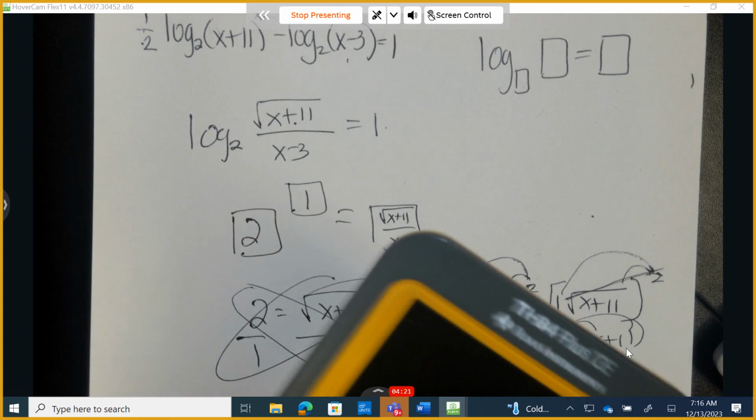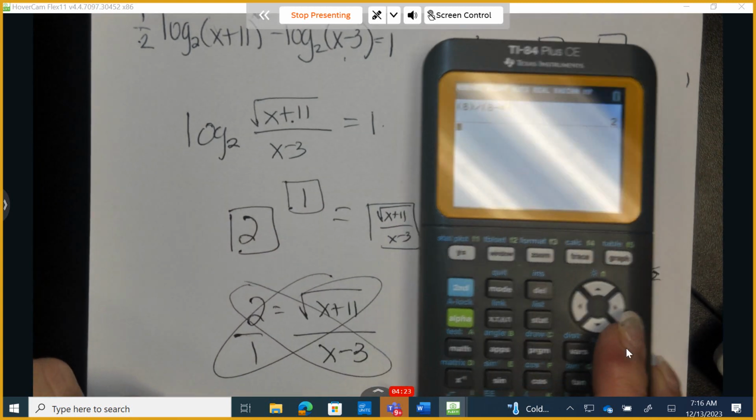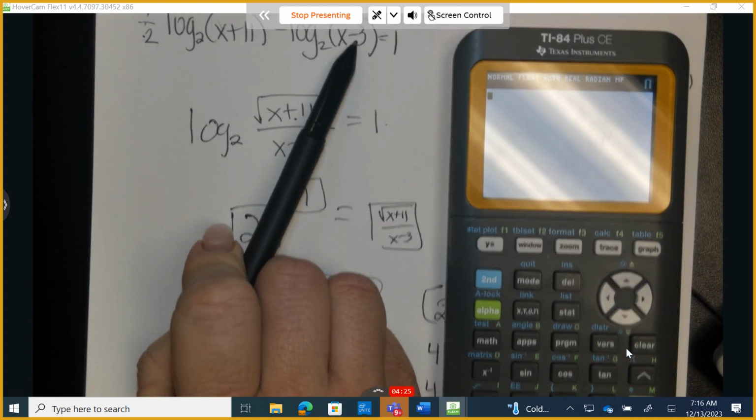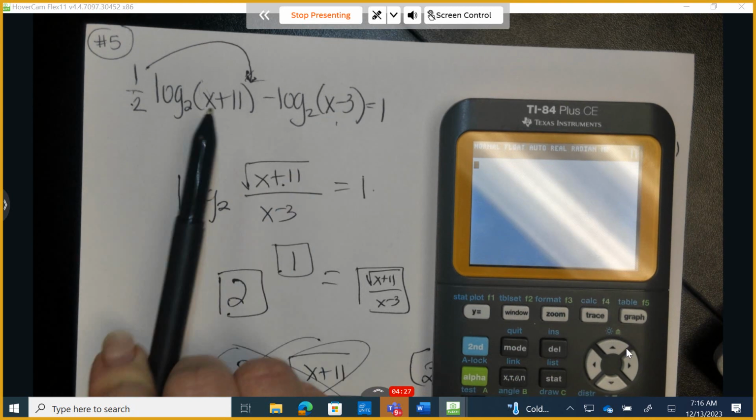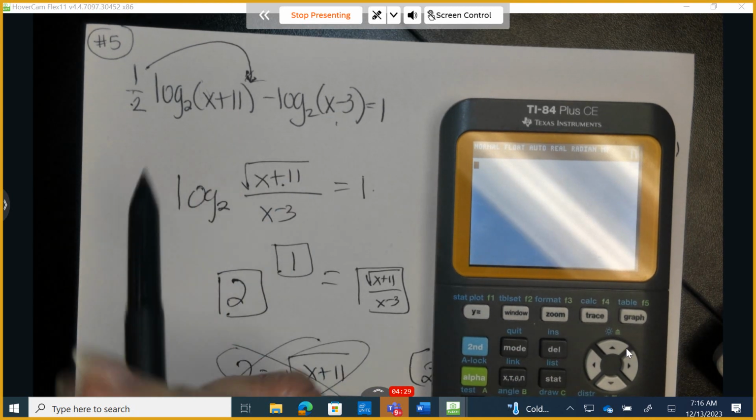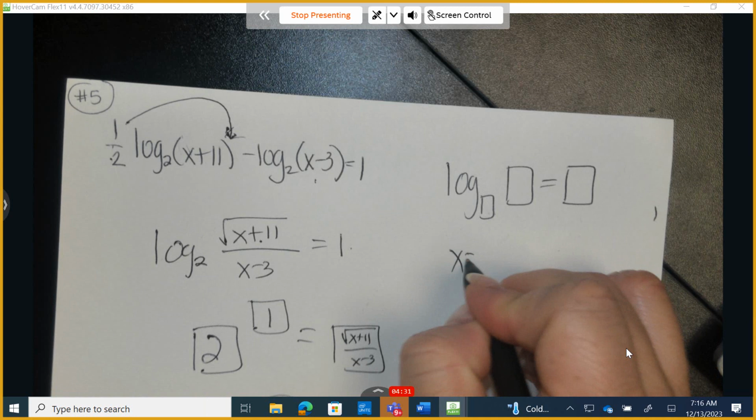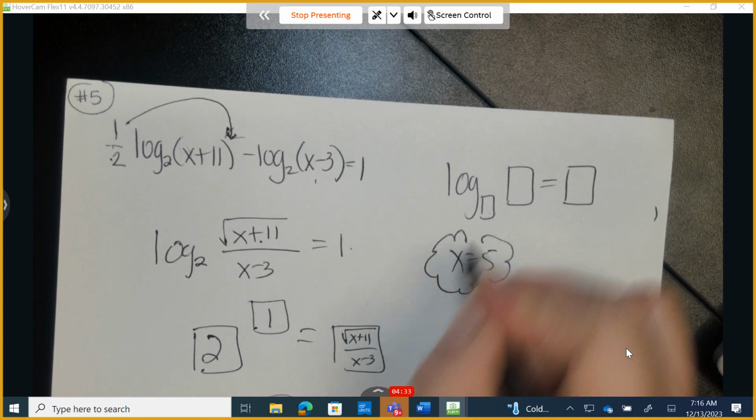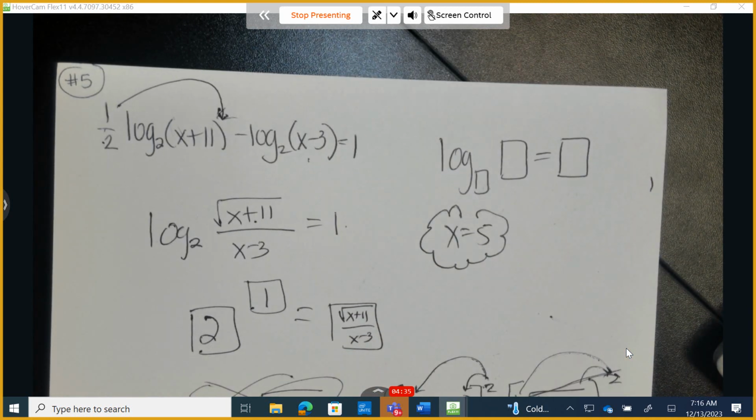Let's check. So I'm going to take, let's start with the 5 because it's easier to do mental math. 5 subtract 3, it's a positive number. 5 plus 11, it's a positive number. I feel confident that x equals 5 is one of the answers.